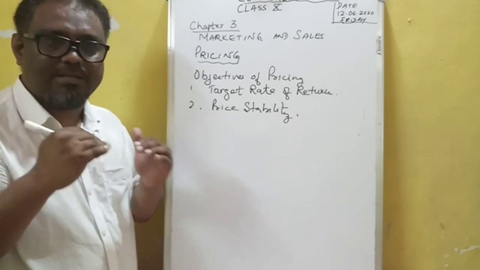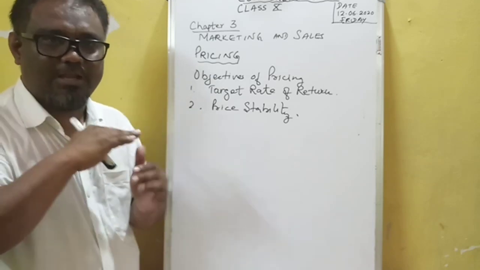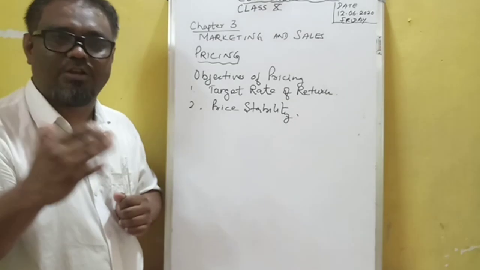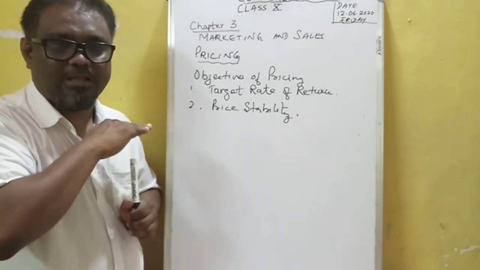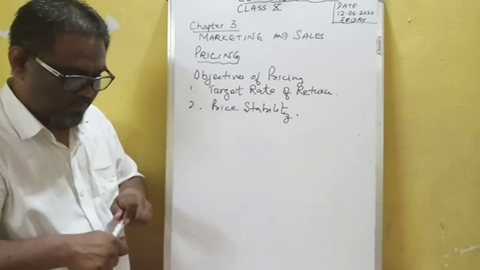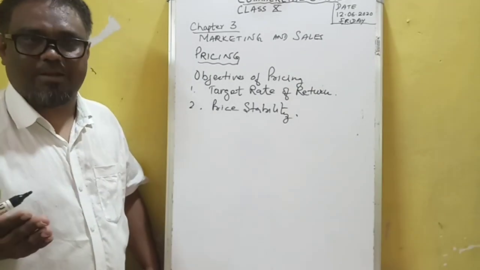So pricing helps to keep the price consistent in the market. Neither will it be too high nor will it come down. That helps to maintain the price at the same level. So that is price stability. That will also help to avoid a price war in the market.